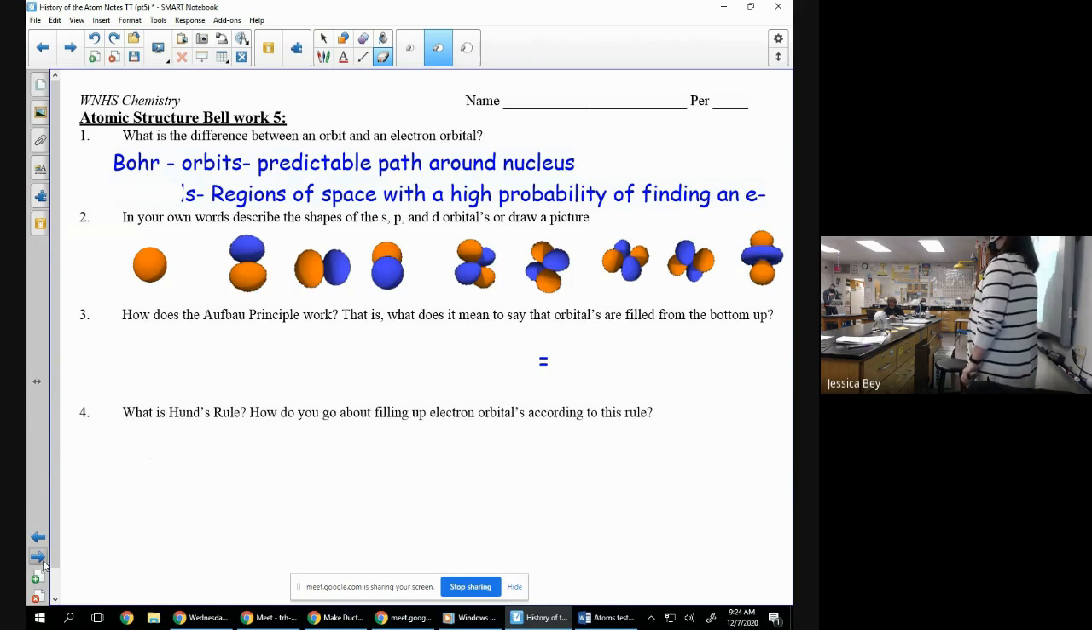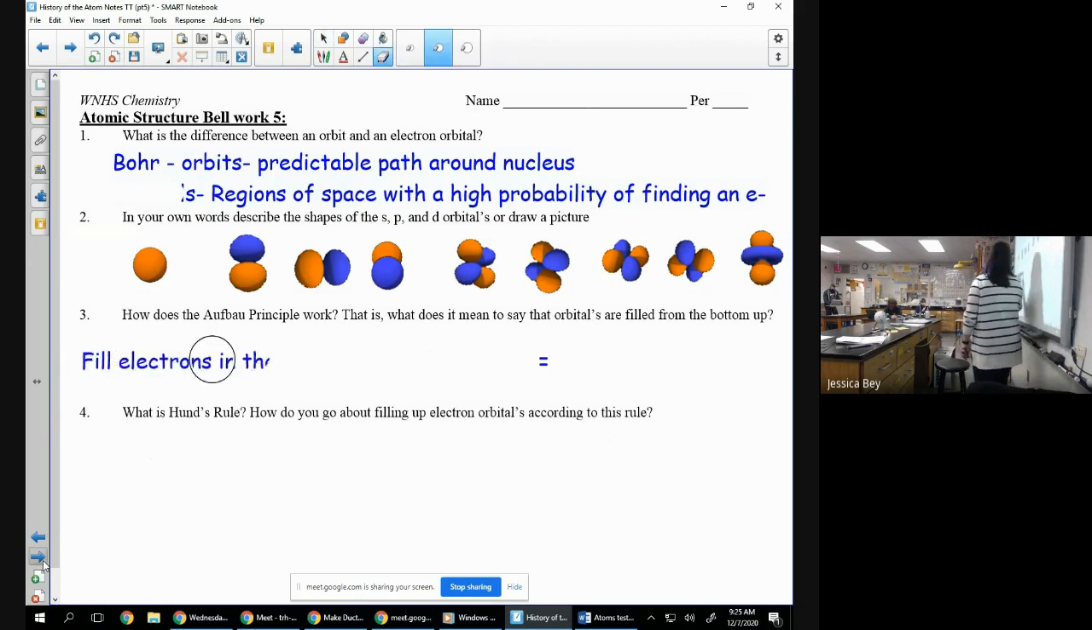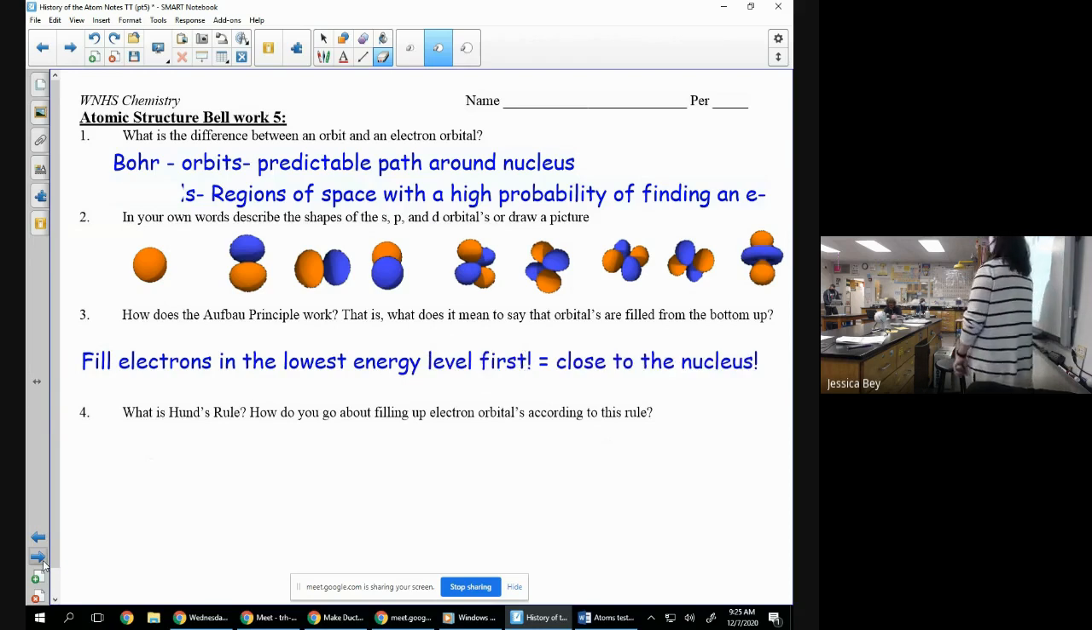Okay. So then we moved, instead of Bohr's model, into our current model called quantum mechanics. Quantum mechanics uses the orbital chart. And there were 2 scientists that helped us solidify the quantum mechanics chart. The first person was Aufbau. Aufbau said that electrons fill the lowest energy level first, and that is closest to the nucleus. So that is Aufbau's principle.